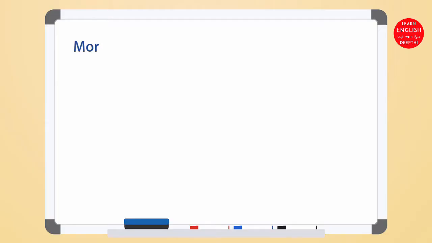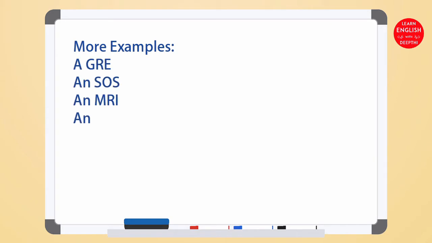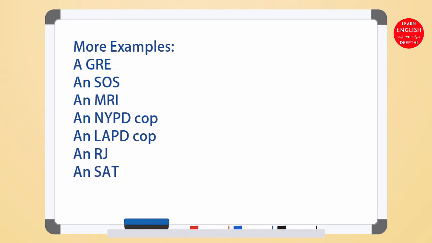Here are a few more examples. A GRE, an SOS, an MRI, an NYPD cop, an LAPD cop, an RJ, an SAT course. So I hope that you now have some understanding of when to use a and an.